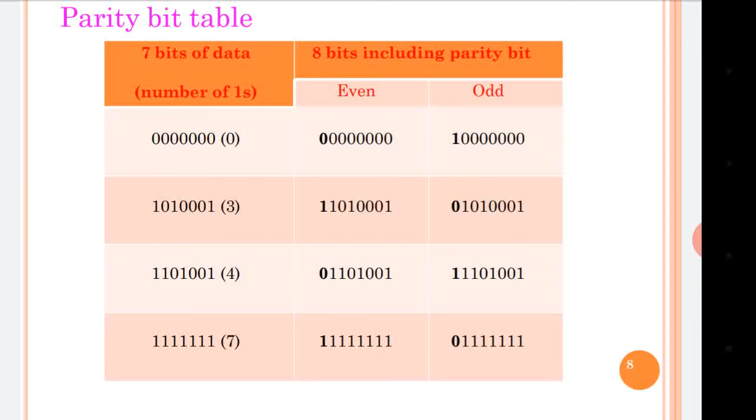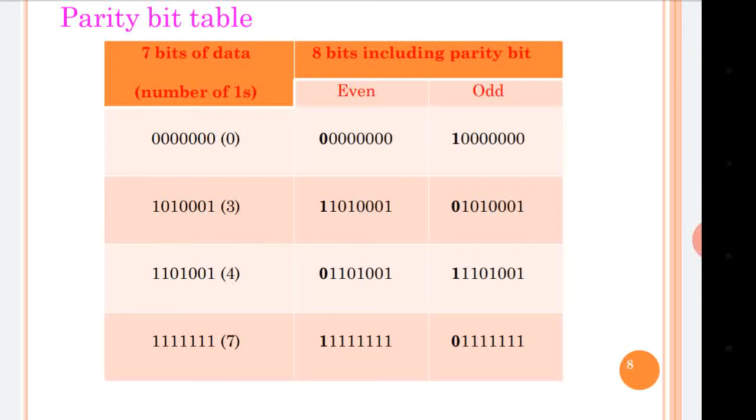Let us observe the first example, that is the first row. The given number includes all zeros. So there is no 1 present in that number. That's why in bracket 0 means number of ones. I want to make that data even parity data. That means total number of the ones should be even. So I will add 0 as a parity bit, and for the odd parity data I will add 1.